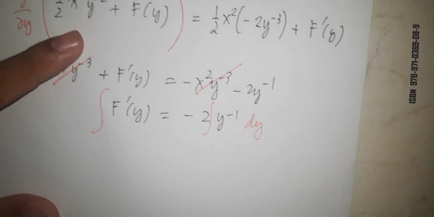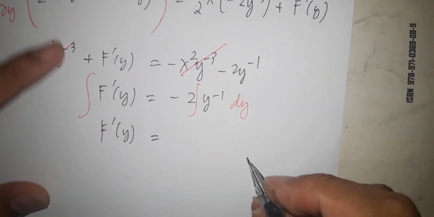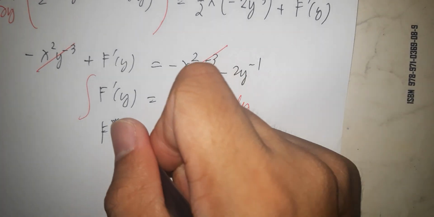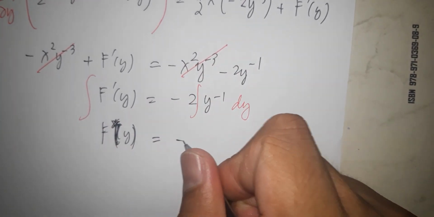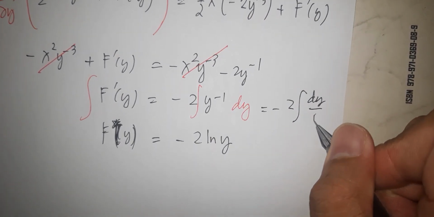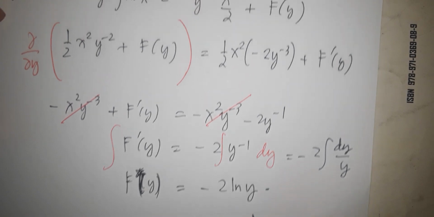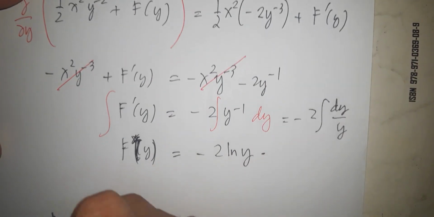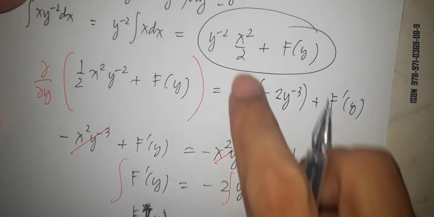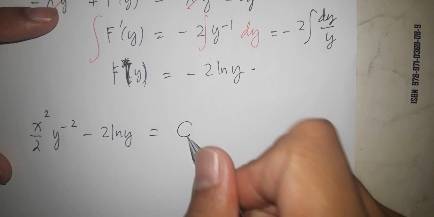Then, integrate na natin siya with respect to y. Then, f prime of y, f of y na siya. Kasi in-integrate na natin siya eh. So, f of y na siya is equal to negative 2 ln of y. Kasi ito ay magiging negative 2 integral of dy over y, which is ln of y. So, negative 2 ln of y siya. Then, sa-substitute natin siya dito. So, magiging x squared over 2 y negative 2 plus f of y is negative 2 ln y is equal to c.